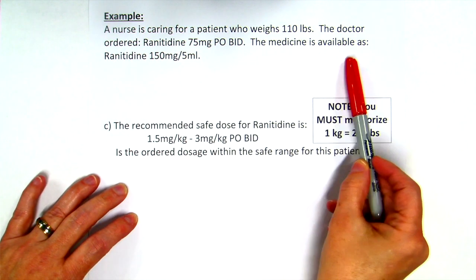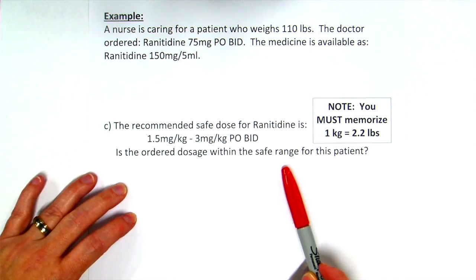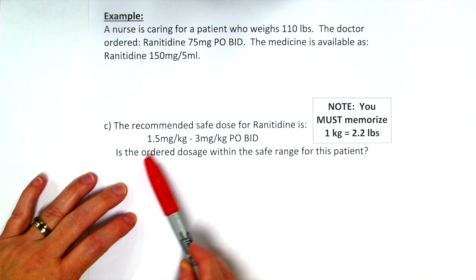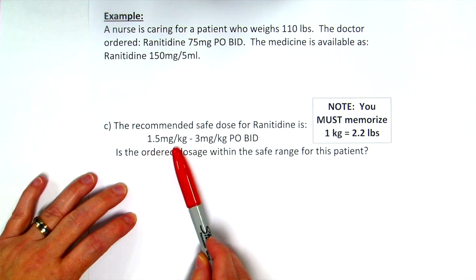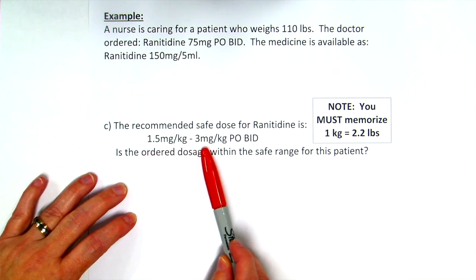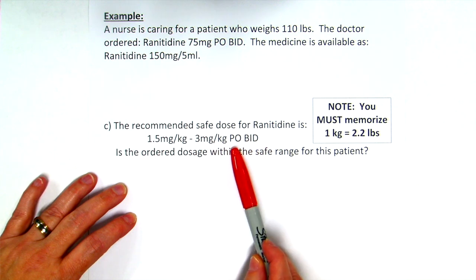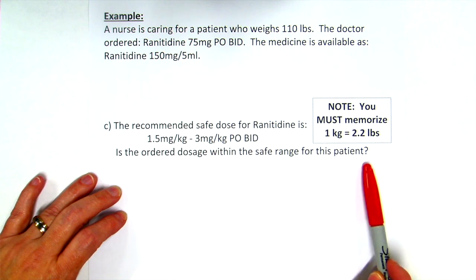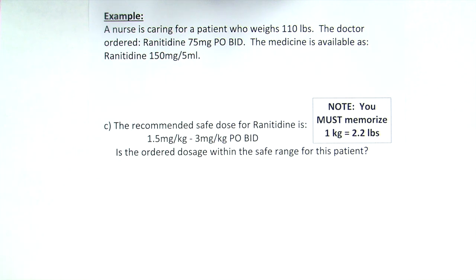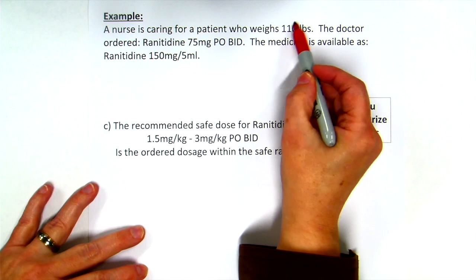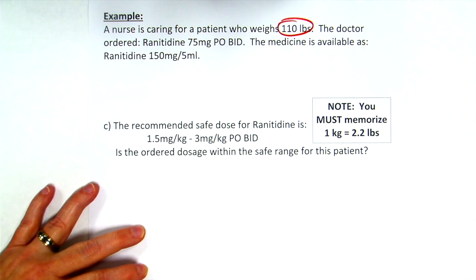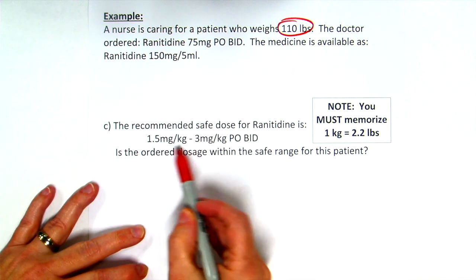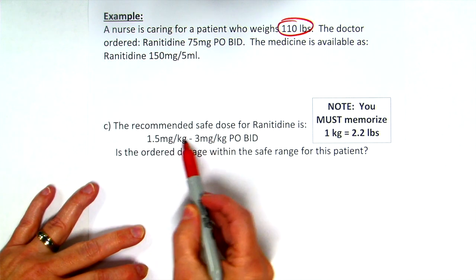All right, now we're ready to take a look at part C. Restated the question up here at the top. The recommended safe dose for ranitidine is 1.5 milligrams per kilogram to 3 milligrams per kilogram PO BID. Is the ordered dosage within the safe range for this patient? Now we're going to look at what they gave us for the patient's weight. It's 110 pounds.